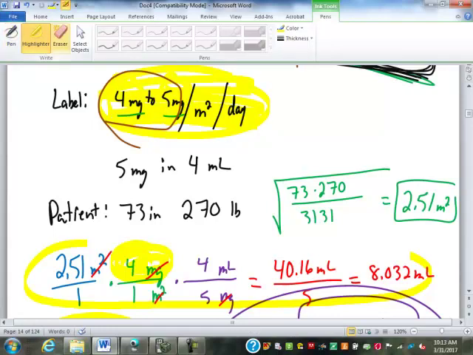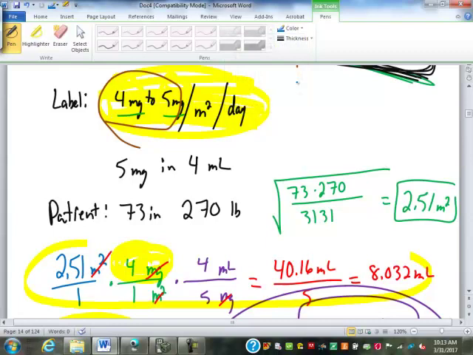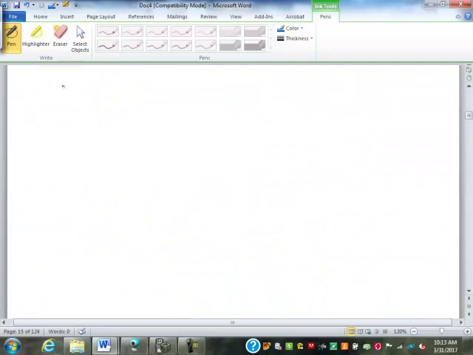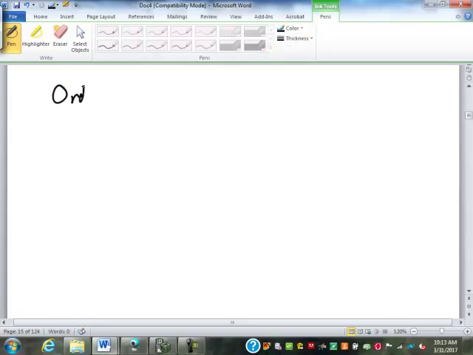Okay. Well, that is it for this unit. Remember, next week is our dosage calculation test. The biggest problems that students will miss on that, and I believe we did an example like this, but I'm going to do one right now.